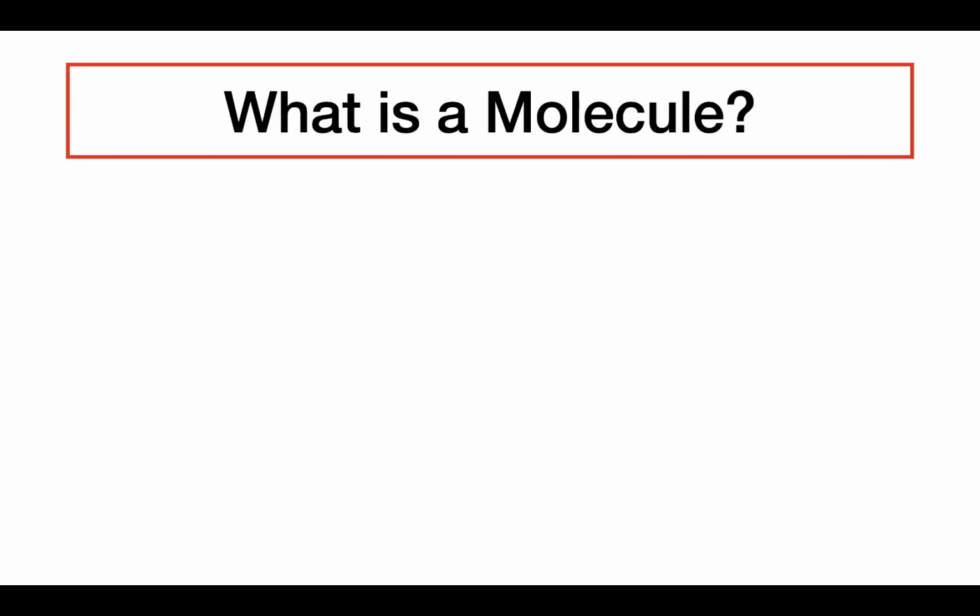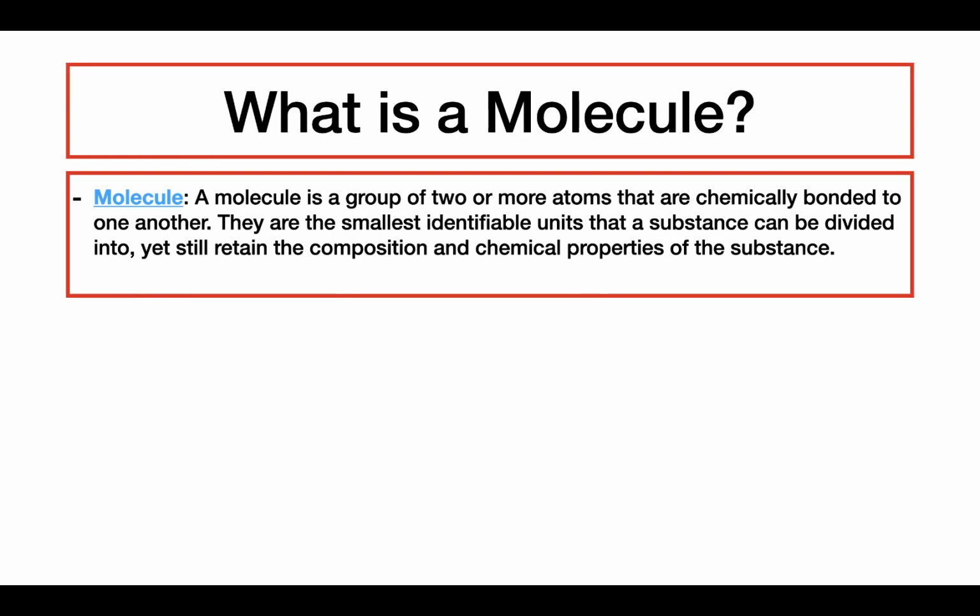So what is a molecule? A molecule is a group of two or more atoms that are chemically bonded together. Molecules are the smallest identifiable units that a substance can be divided into, yet still retain the composition and chemical properties of the substance.